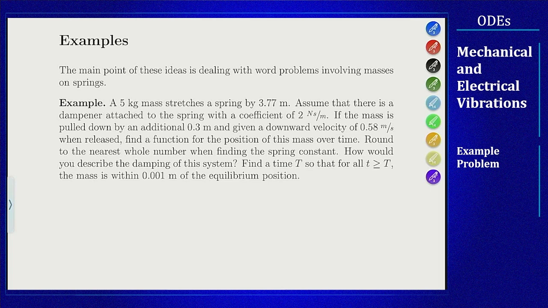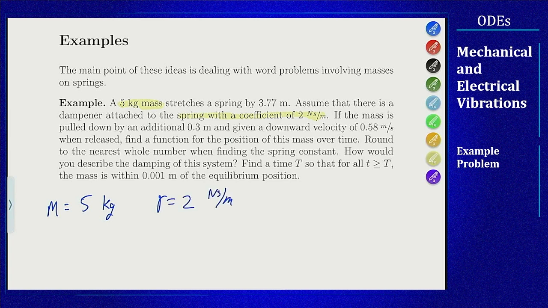If we go through the problem statement, we can see we were first told what the mass is. We have a 5 kilogram mass. That means that for our problem, the mass, m, is 5 kilograms. We're going to be in kilograms, meters, seconds units here, so the units are all going to be fine. We are also told that we have a spring that has a dampener on it with coefficient 2 newton seconds per meter. So we know that our damping coefficient gamma is going to be 2 newton seconds per meter.